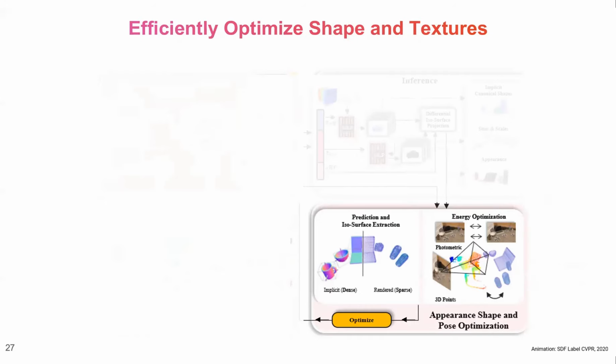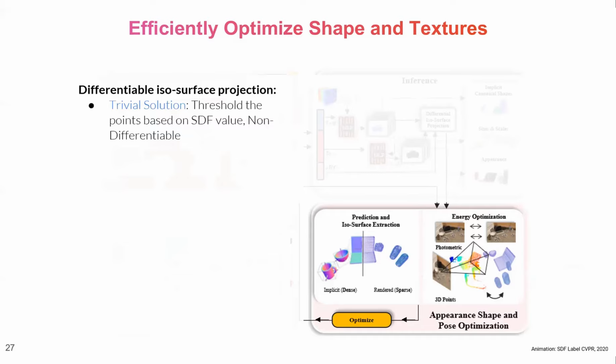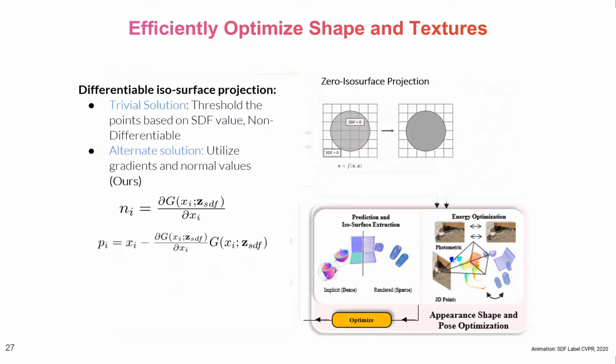Now, to finally achieve this test time optimization, which is the iterative feedback loop, one of the main novelties of this work, we aim to find a differentiable transformation to extract the object surface encoded in ZSDF. Our trivial solution would be to simply threshold the points by the SDF value at a certain threshold. However, unfortunately, this process is non-differentiable with respect to the input latent ZSDF. We utilize a very simple mathematical formulation, which is deriving an SDF value SI with respect to the input coordinates XI, which yields a normal at this point. This can be computed in a single backward pass. A very nice visualization of this is shown in this paper.